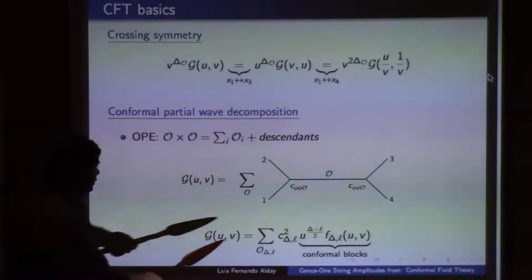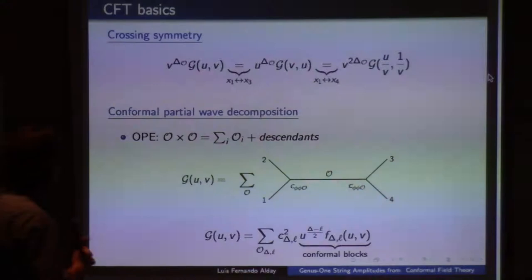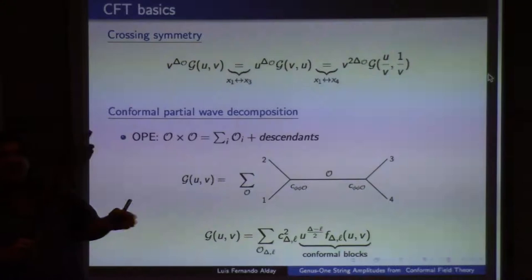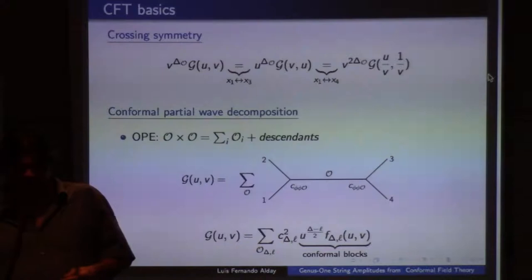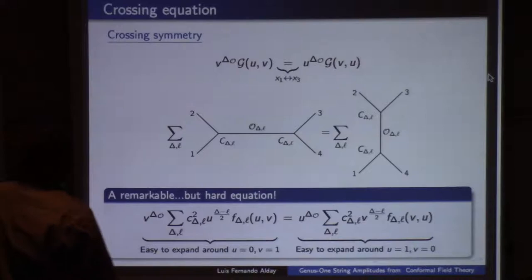Is that okay? And of course, in general, this is a very complicated problem. As we said before, in general, you don't know the spectrum, so you don't know what the sum runs over. And also, you don't know the OPE coefficients. So you are pretty much in bad shape. Then we have seen that if you combine these two things, crossing with the conformal block decomposition, you arrive at this beautiful equation, which is the conformal bootstrap equation.